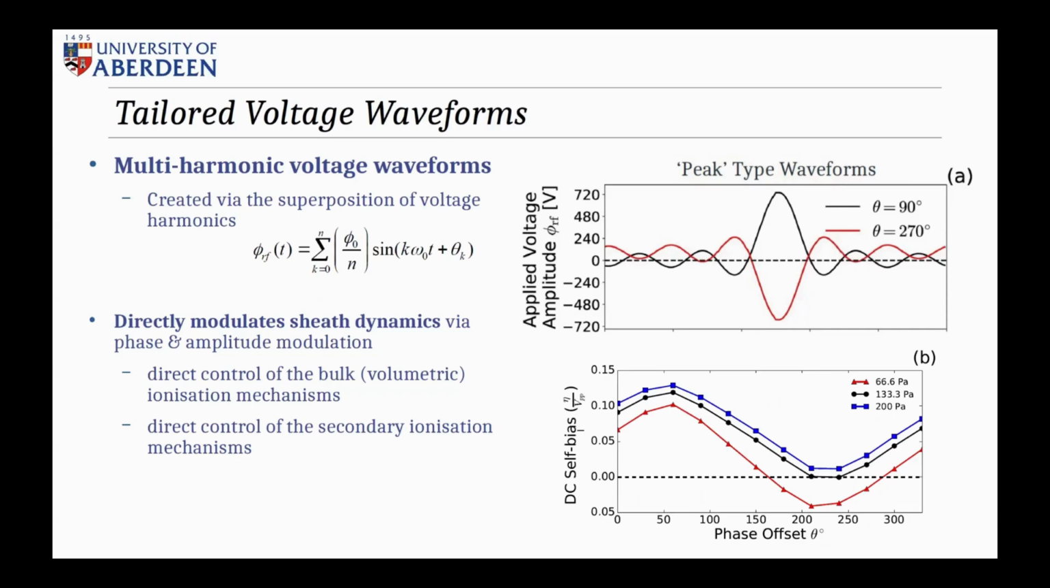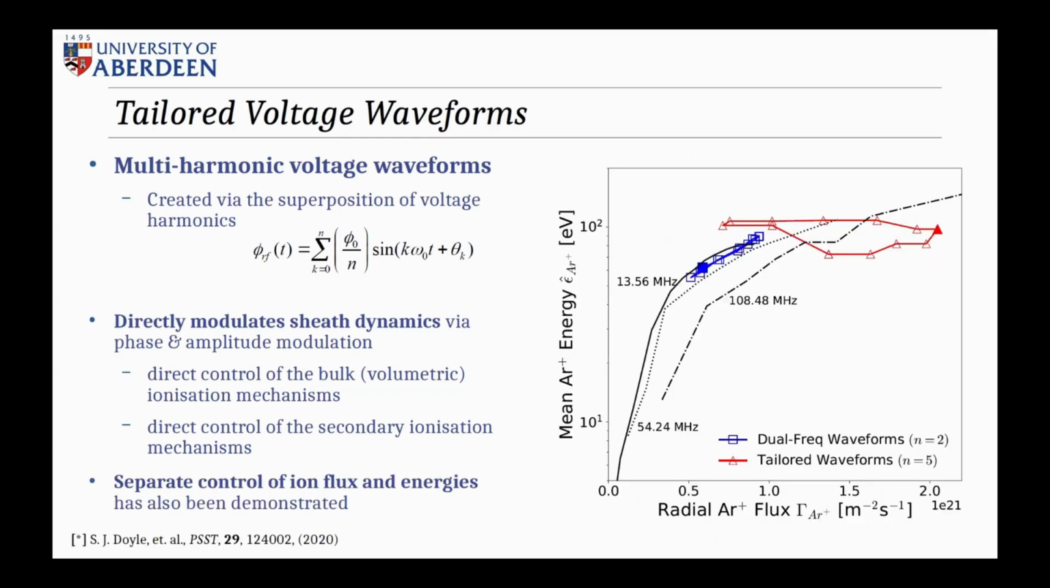Here is the DC self-bias measured on the surface of a capacitive discharge electrode, for applying these waveforms with different phase offsets. And you can see you get quite a large control here over the DC self-bias. And as I mentioned, inside the RF cycle, you also get control over what's happening at different points in phase. This can be used, again, self-plug, to control the mean energy of particles hitting the surface, and also the flux.